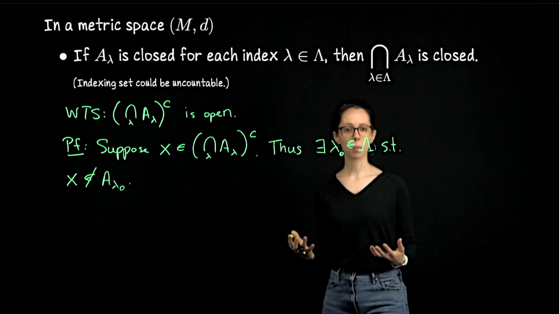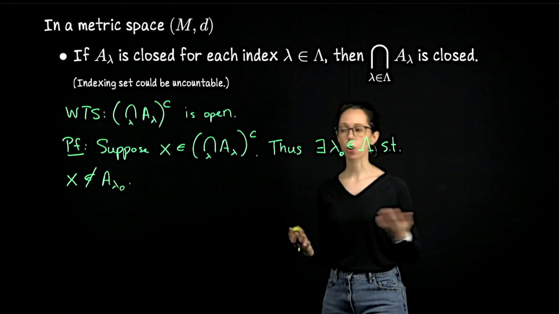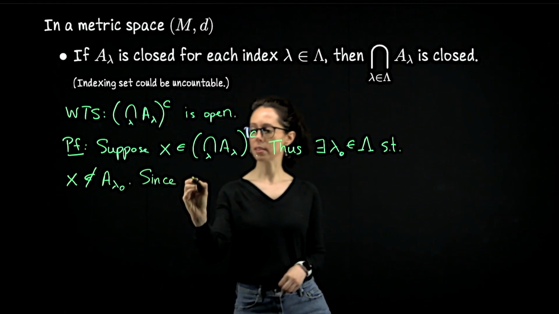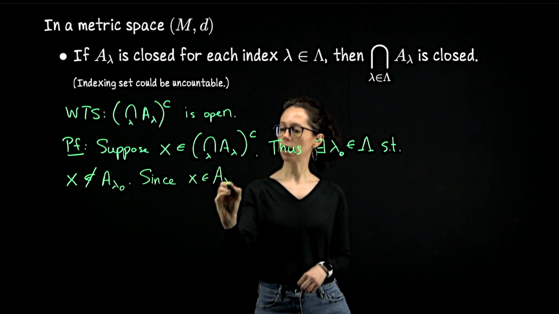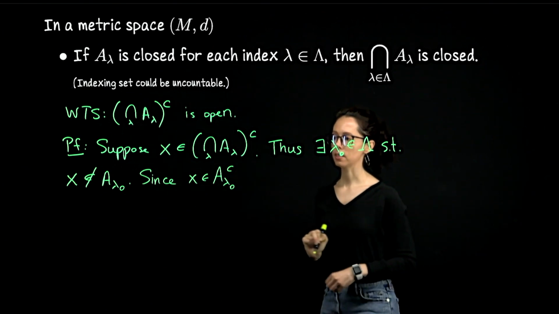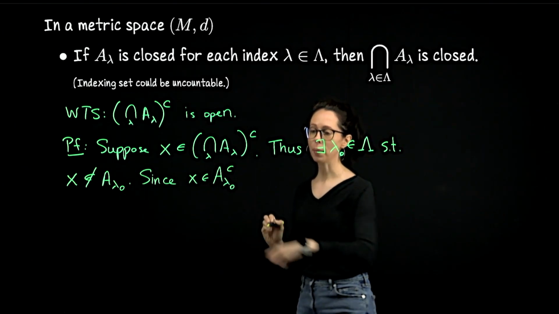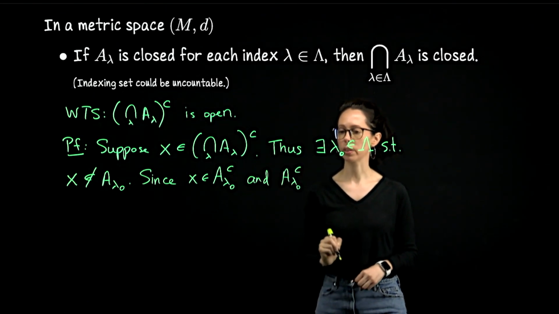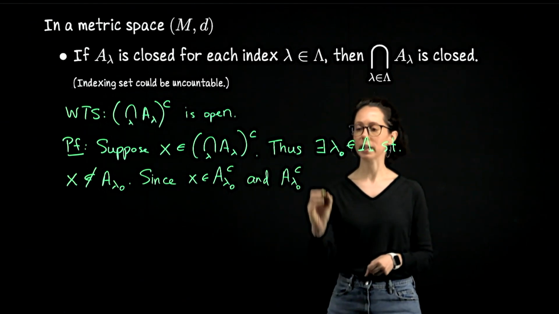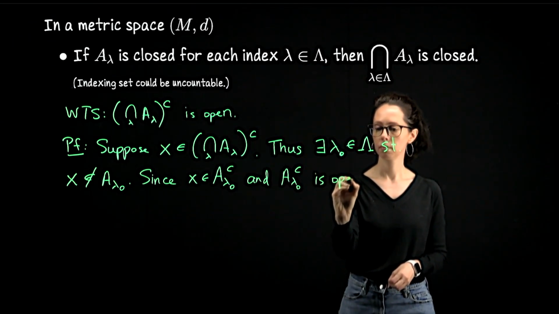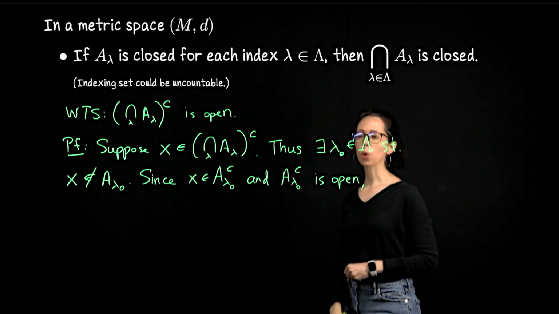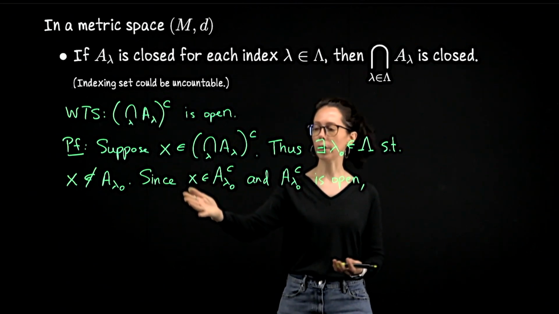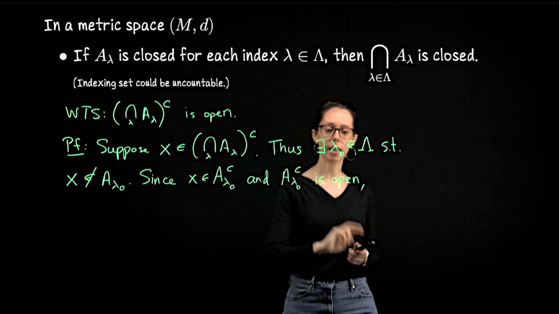That puts x in the complement, which by hypothesis is open because this is closed. So since x is in the complement of this A sub lambda naught, and that's open, the complement of our original member of this family is open. There exists an open neighborhood of x. I'll call it U. You could give it the form of an epsilon neighborhood if you like, but I'm just going to call it U. There's an open U containing x which stays inside of the set.